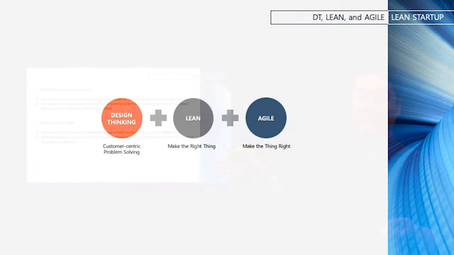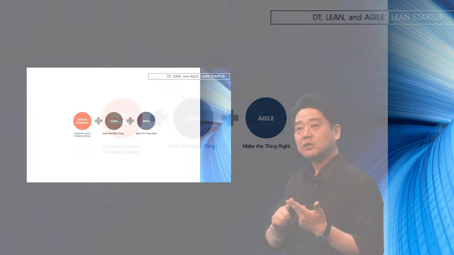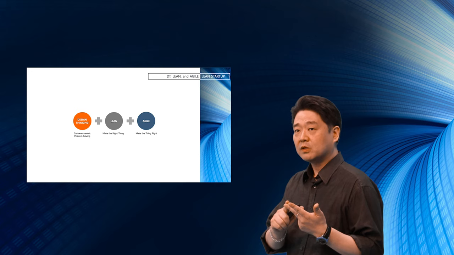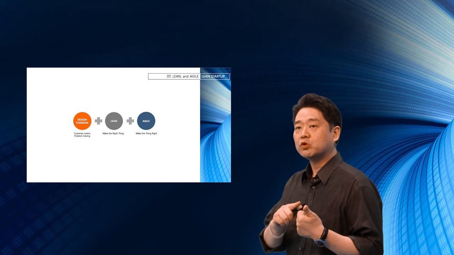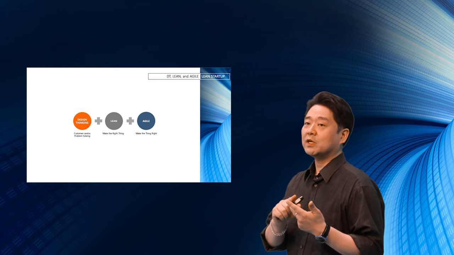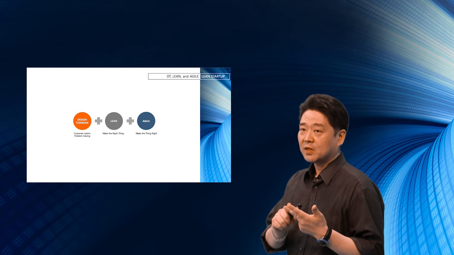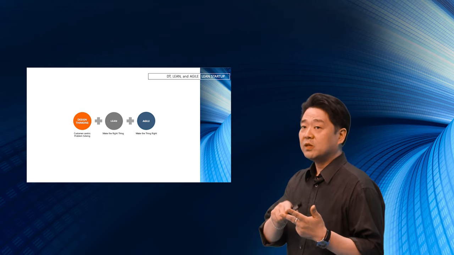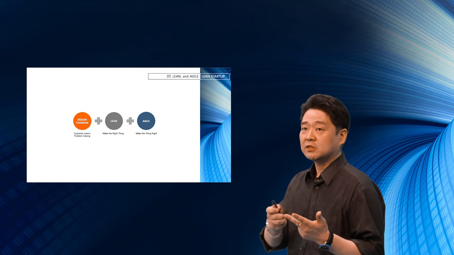In order to fill out Lean Canvas properly and manage the project effectively, we adopted three methodologies. We are going to use design thinking, lean, and agile. The reason for that is very simple. We are trying to use a customer-centric problem-solving technique, and we are trying to make the right thing. And on top of that, we like to make the thing right. In order to do these things, we adopted these three methodologies.